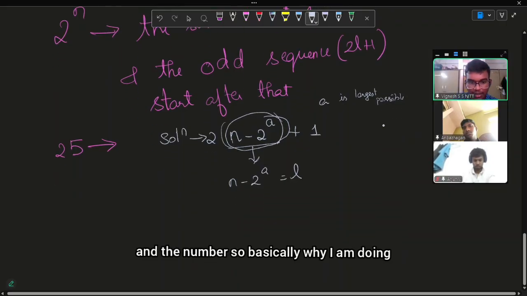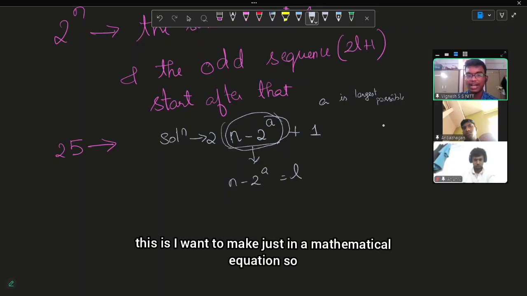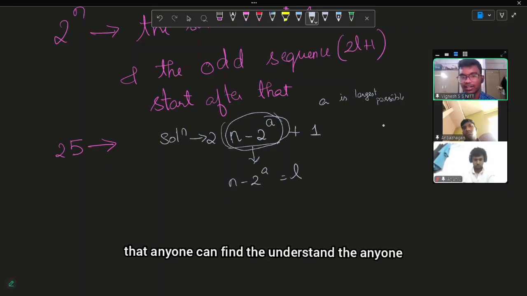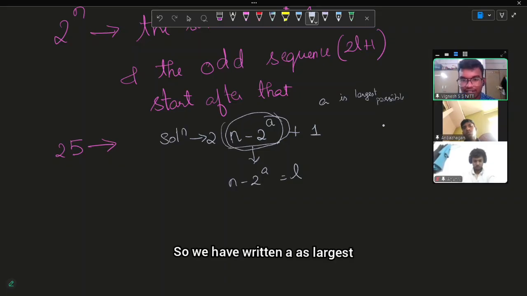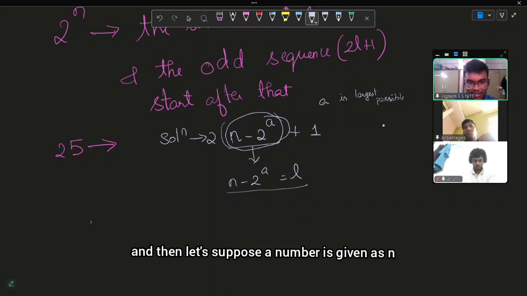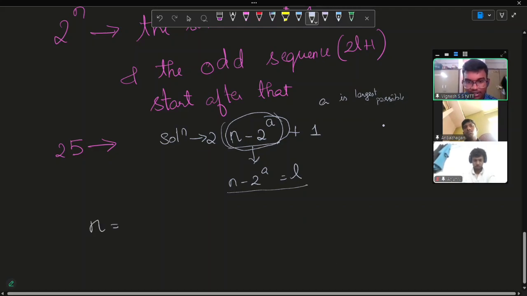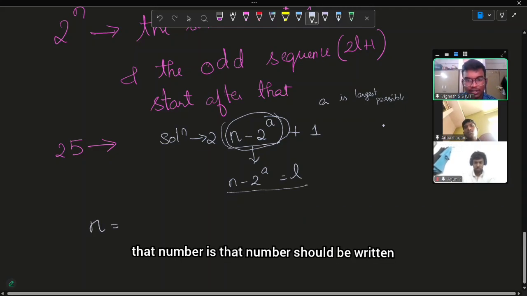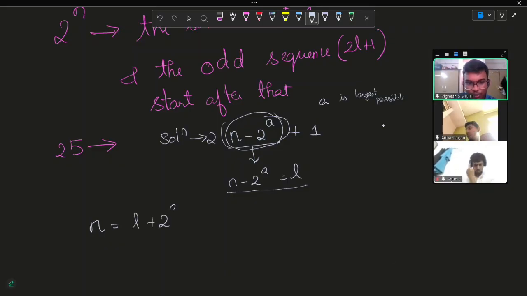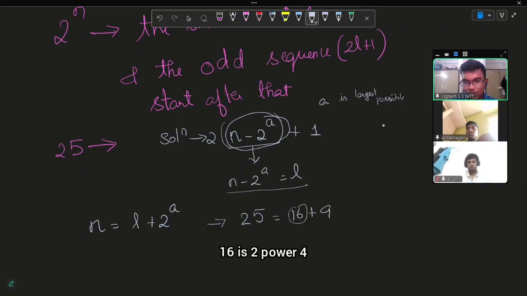Basically, why I am doing this is I want to put it in a mathematical equation so that anyone can put this in a formula and get the answer. So we have written a as largest and all, so that shouldn't be written. So we will make n minus 2^a as l first, and then let's suppose a number is given as n. That number should be written in the format of l plus 2 power a. So if you get 25, you will write it as 16 plus 9. 16 is 2 power 4.